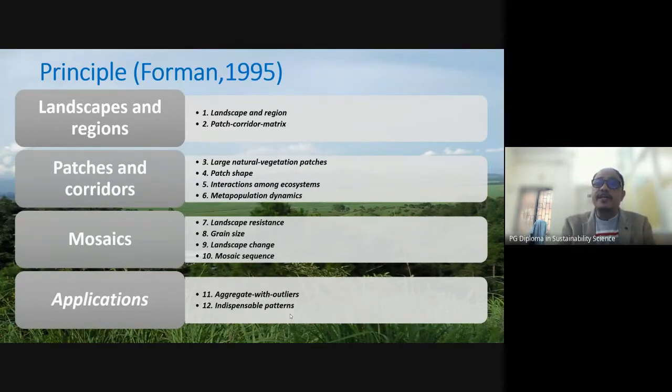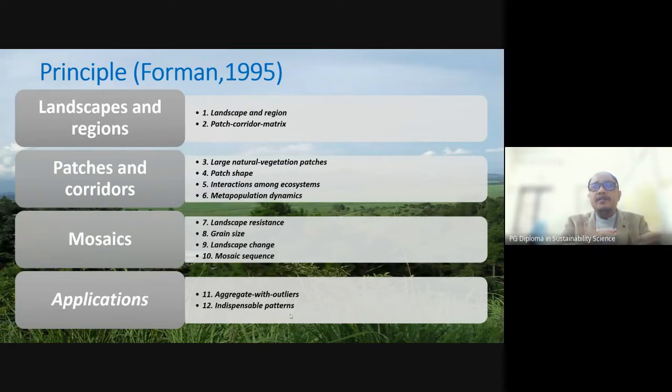The patch-corridor-matrix is also one of the principles, where the arrangement, the structural pattern of patches, corridors, and a matrix constitutes a landscape, as we have seen. So I will not go into all those things. The name itself reflects the meaning. When it talks about the patches and the corridor, that's natural vegetation patches, large natural vegetation patches we have seen. Then different shapes of patches you will also find.